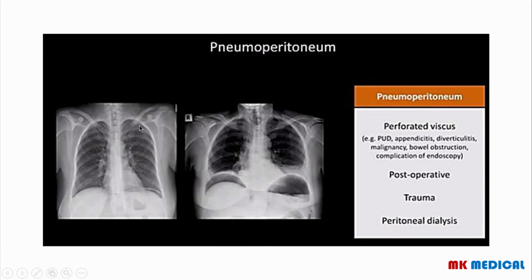Then sometimes you may have pneumoperitoneum, which is air under the right side of the diaphragm. You see, this is known as a double diaphragm sign, where you have two outlines of the diaphragm because all this is air accumulating underneath the diaphragm. So this is often due to perforated organs in the abdomen, post-operative patients, patients with trauma, even patients who are on peritoneal dialysis.